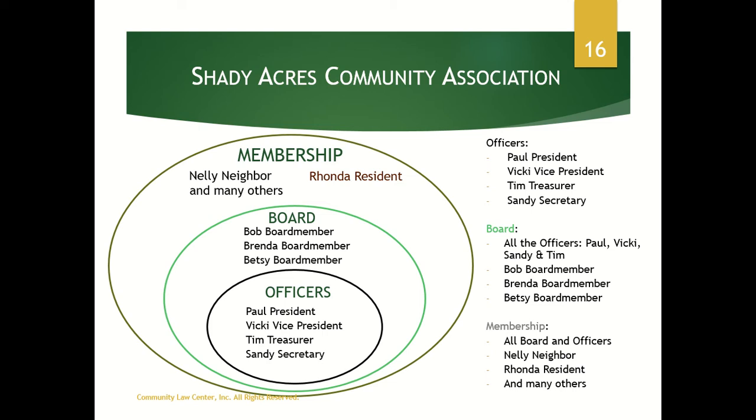A community association might have 100 members or more, and from that membership of 100 people, you'll elect your board of directors. So within the board circle, you have Bob, Brenda, and Betsy, along with the officers, who again also sit on the board, Paul, Vicky, Tim, and Sandy. So you have 7 board members, and of those 7 board members, 4 are officers. And all of those people are members of the organization. They're all residents of Shady Acres, and so they are members of the community association.